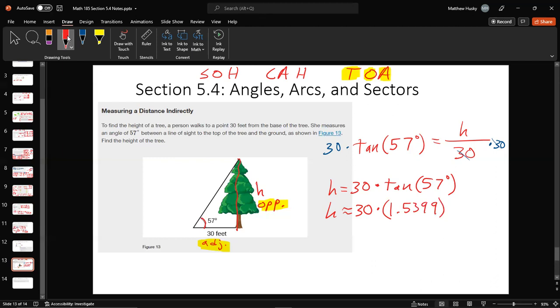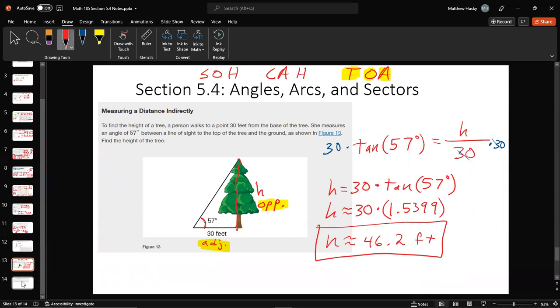And then they don't tell me how far to round, but okay. So we're going to multiply that answer by 30. And if you do, it's roughly 46.2 feet. So there you have it. The height is 46.2 feet. So that is a word problem where you can use trigonometry to find out how tall things are.